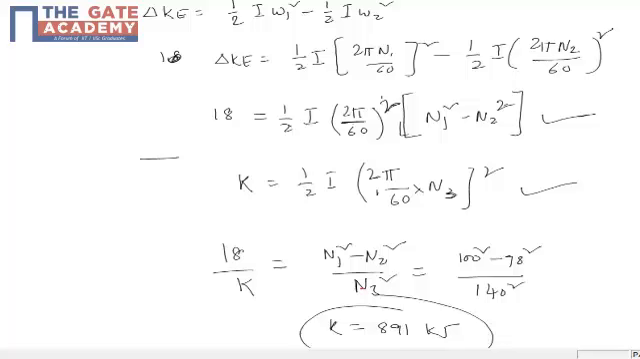So if you know the definition of kinetic energy, this is just enough. This is not even a theory of machine problem, this is a basic kinematics problem. So 891 joules, the answer is C.